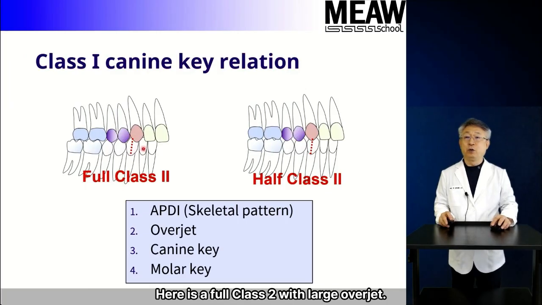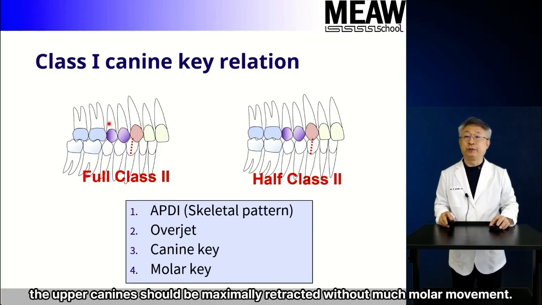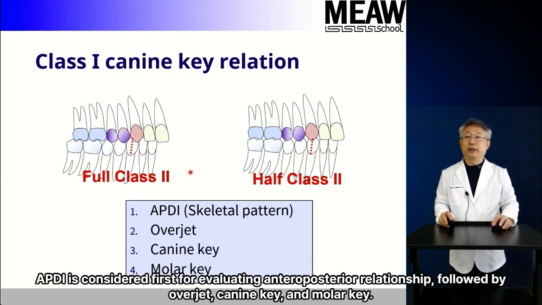Here is a full Class II with large overjet. In order to treat this, after the extraction of upper and lower first premolars, the upper canines should be maximally retracted without much molar movement. APDI is considered first for evaluating antero-posterior relationship, followed by overjet, canine key, and molar key.